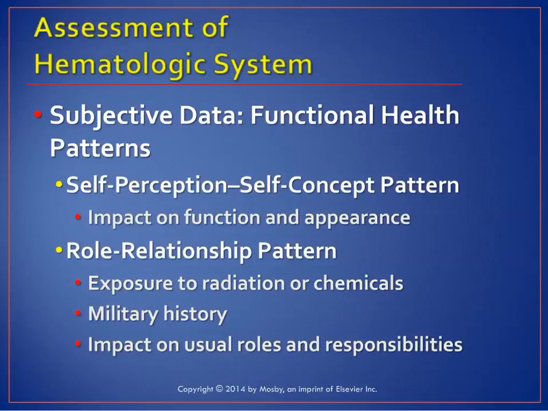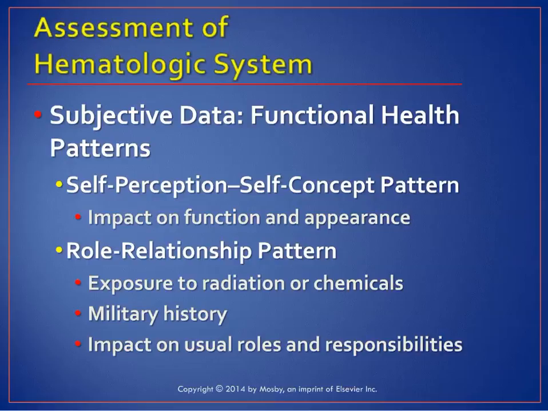In your assessment, you'll determine the effect of the health problem on the patient's perception of themselves and their personal abilities. Also assess the effect of certain problems such as bruising or petechiae and lymph node swelling on the patient's personal appearance. Question the patient about any past or present occupational or household exposures to radiation or chemicals, and if such exposure has occurred, determine the type, amount, and duration of the exposure if you can.